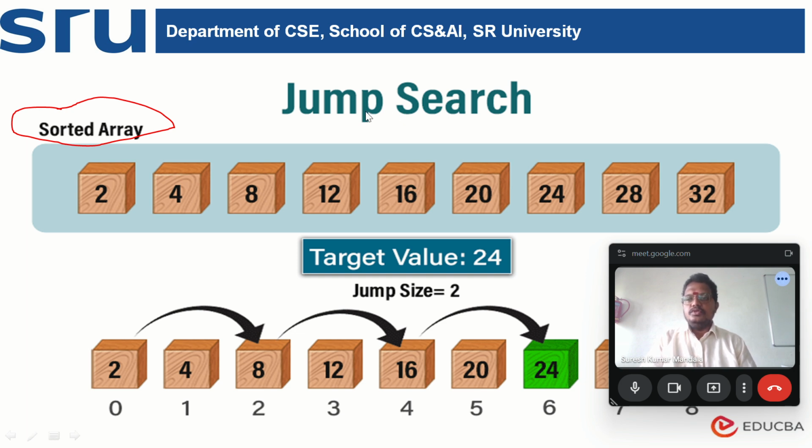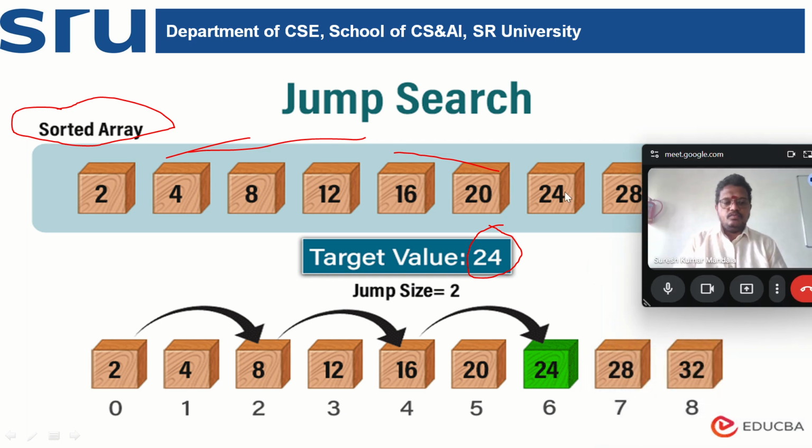So here also we have a sorted array. If you observe, all the values are in a sorted manner. Next, what is the target value we have? The target value is 24. We have to search for it. How will it be searched?